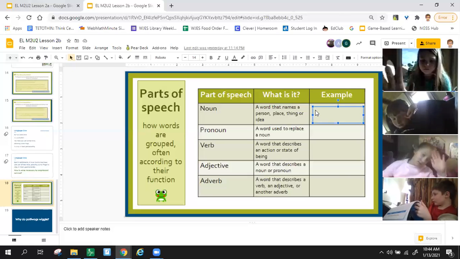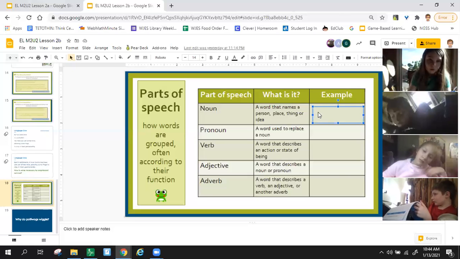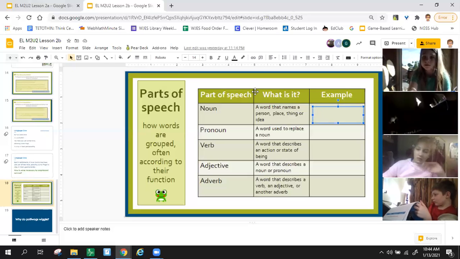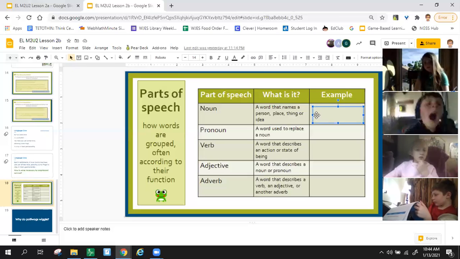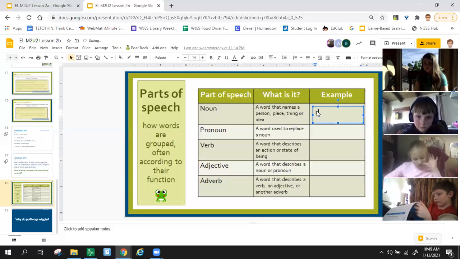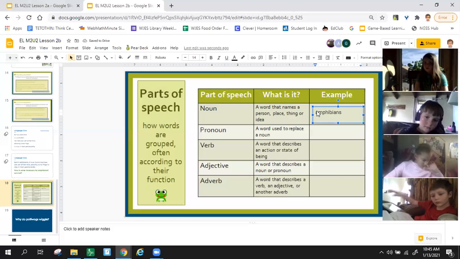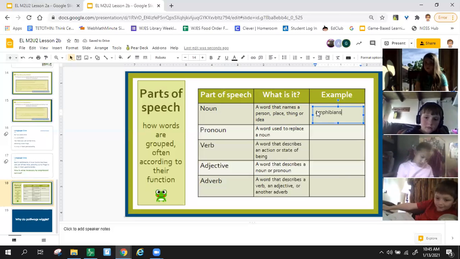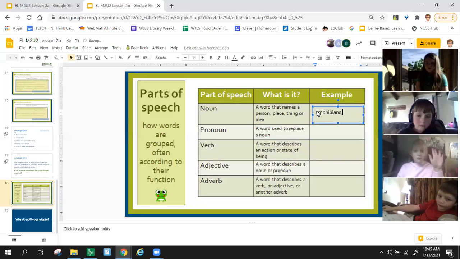Isabella. Amphibians. Amphibians. Very good. All right. Hopefully it's going to let me type. Amphibians. That's not a person, but it's a thing for sure, right? It's a living creature. Excellent. What's another one? Madison.